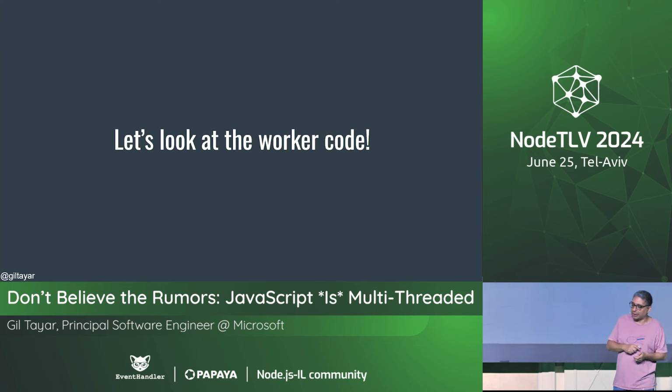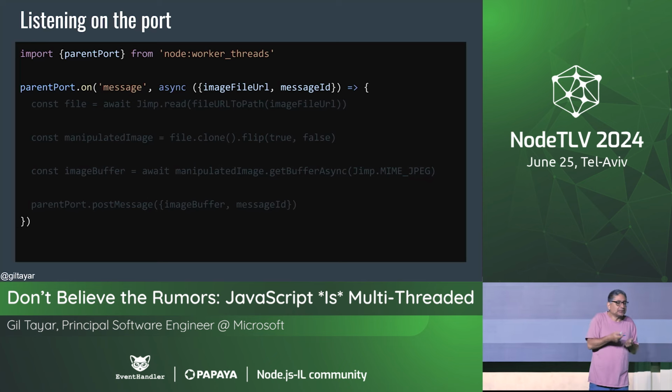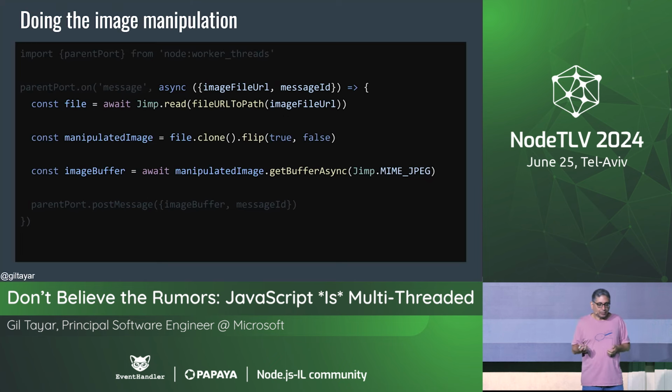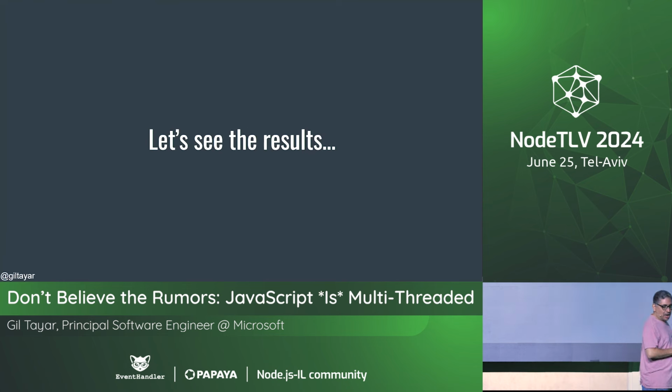This is easy. Now let's look at the worker code. First of all, I listen on what's called the parent port. It's basically listening for worker messages, messages that are posted to the worker, and I get a callback with whatever was sent to the worker in the postMessage. I do the whole image manipulation, including the part that is synchronous. This is important. Get the buffer and post a message back with the message ID, which we saw how the main thread is listening to. Pretty easy. Let's see the results.